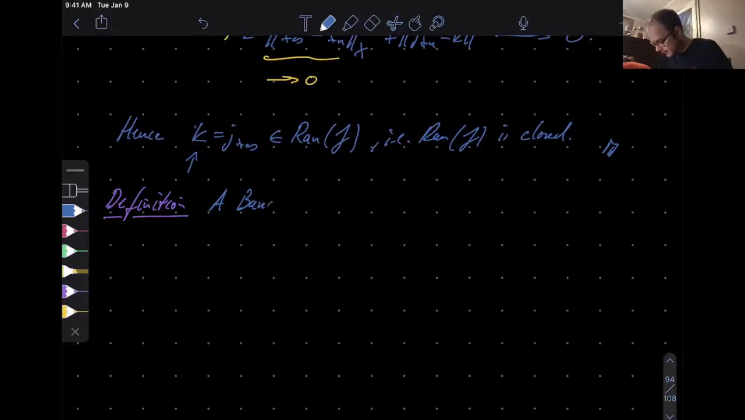So a Banach space X is called reflexive.